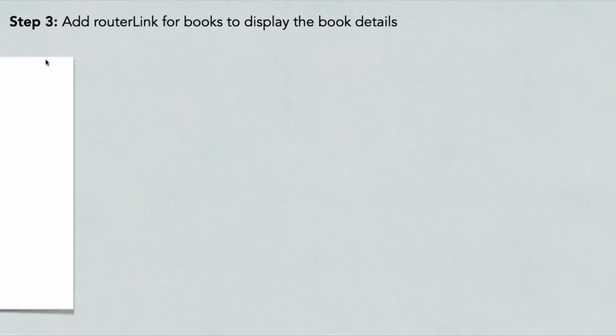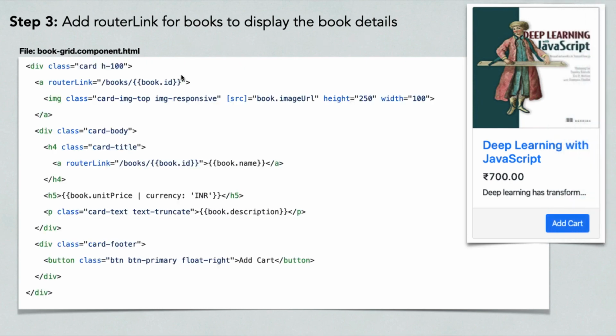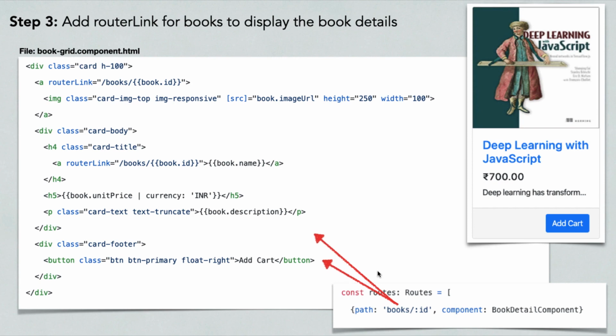So the third step is to add a router link for books to display the book details. Within the bookread.component.html, we're going to add a router link to the image as well as the book name, and we're going to pass the new Angular route to this router link, and we're going to pass the book ID as a parameter to that route.